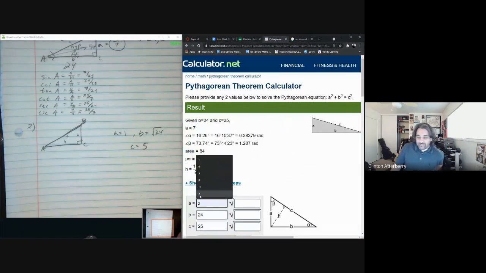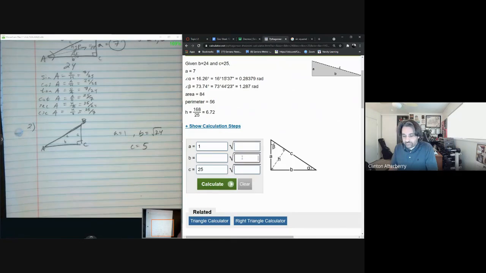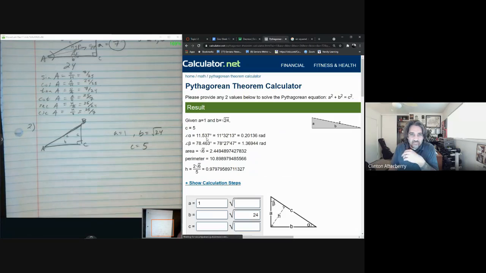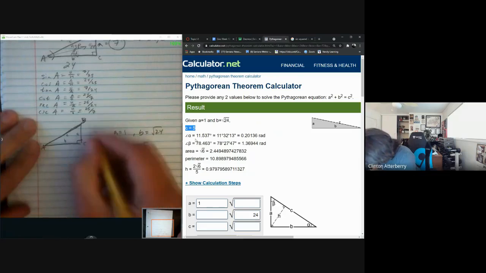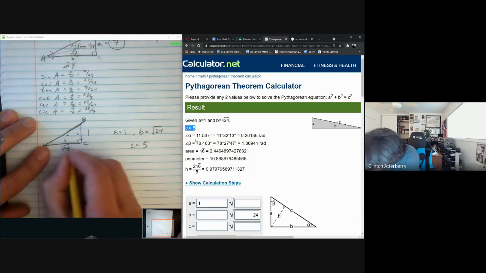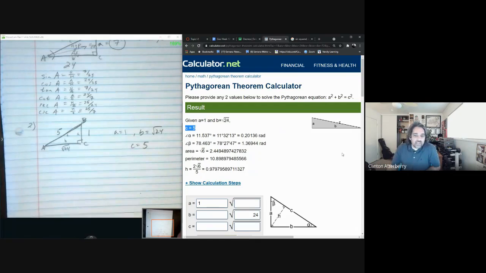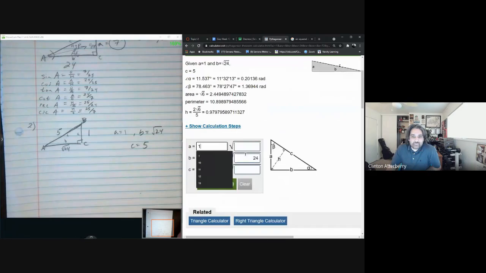The square root of 25 should just be 5. My C value equals 5. So A is equal to 1, B is equal to the square root of 24, and this is going to be just 5 by itself. Okay. So use this calculator if you need help.